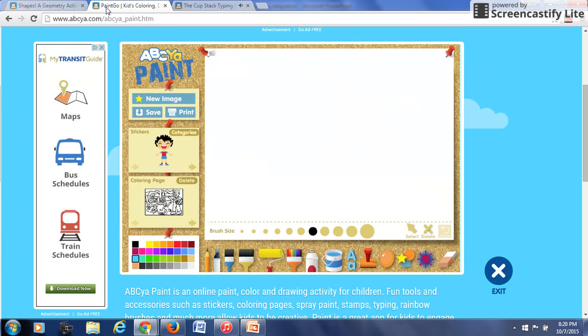And the other one that I mentioned before, I would do on an iPad. I would use something similar to this, where the students would have to first form the shape. I need to do that.